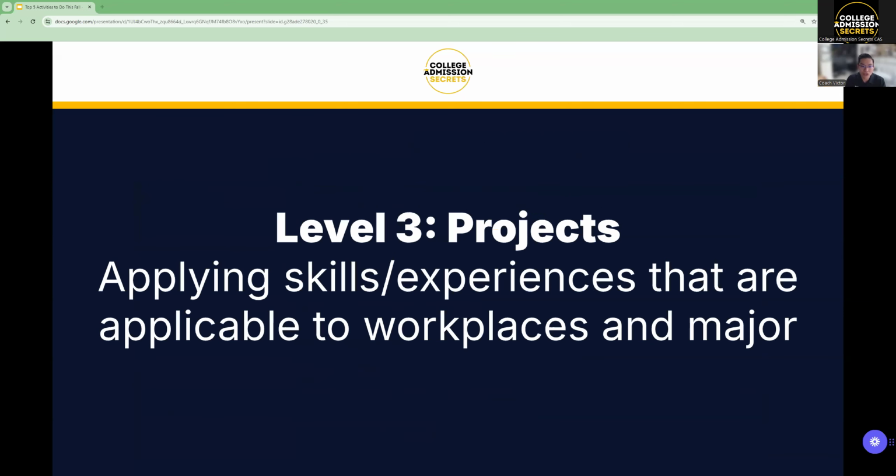So going on to level 3 is projects. In the next one, we're going to talk about projects a bit more. But this is about applying skills and experiences that are applicable to the workplace or to the major. This is something we typically call the personal project that you can do on your own time, or with friends or family.